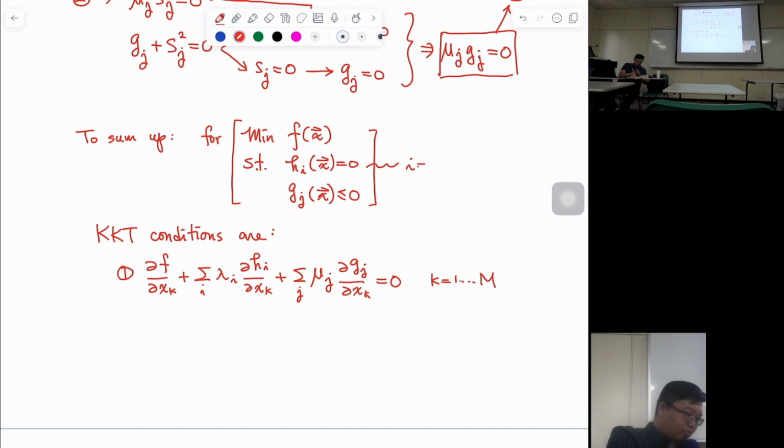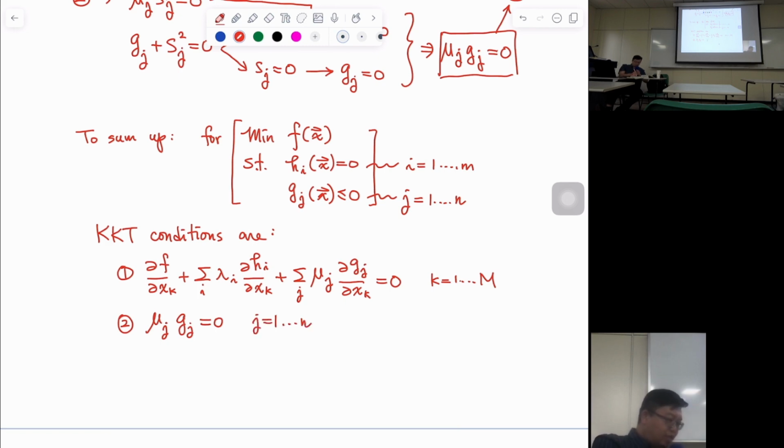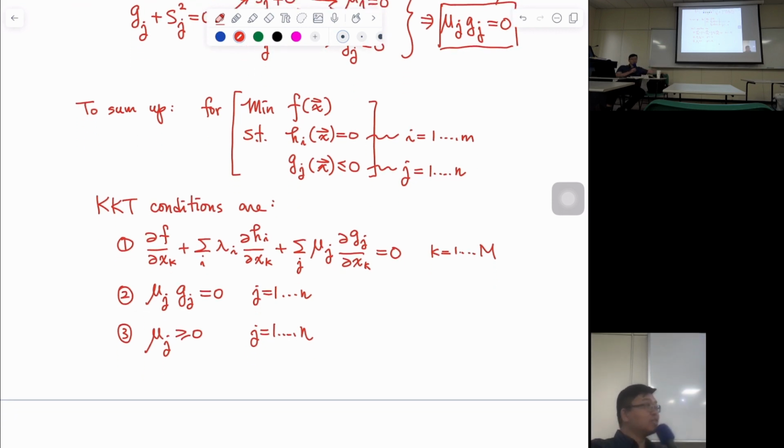Here i could be 1 to small m. For j, earlier I said m plus 1 to n, but here in a more general format, you can say 1 to n. You can have n of them. Okay, it doesn't matter. Second equation, mu j g j equals 0, and of course, j equals 1 to n. The third equation is all the mu j must be positive or equal to 0, j from 1 to n. So that would be the conclusion, the KKT conditions.